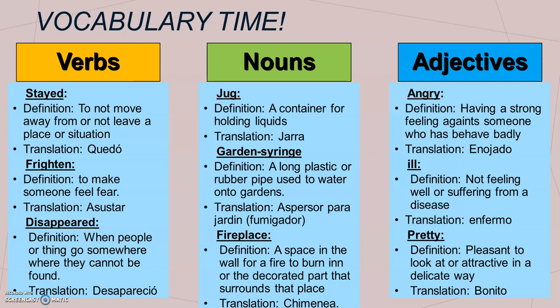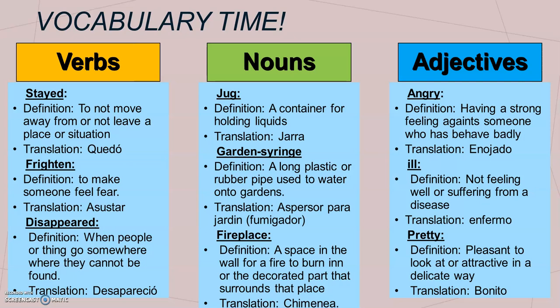Before reading the book, we have 3 different groups of vocabulary words, right? We have verbs, nouns, and adjectives. Verbs, remember, are actions. We have a verb in past, stayed, which means not move away from or not leave a place or situation. Then quedarse, but it is in past, so we have to translate it as quedó.